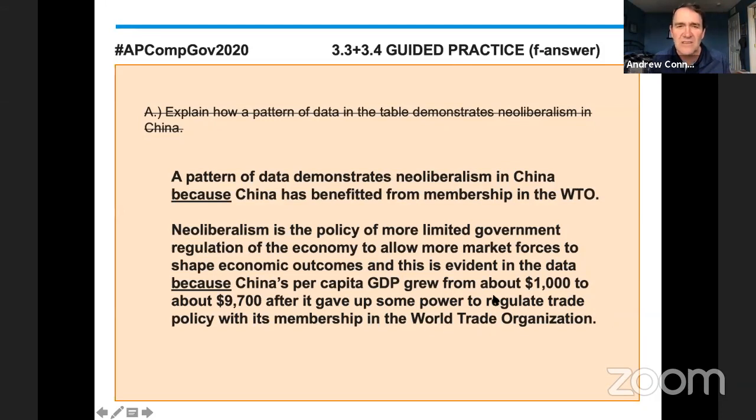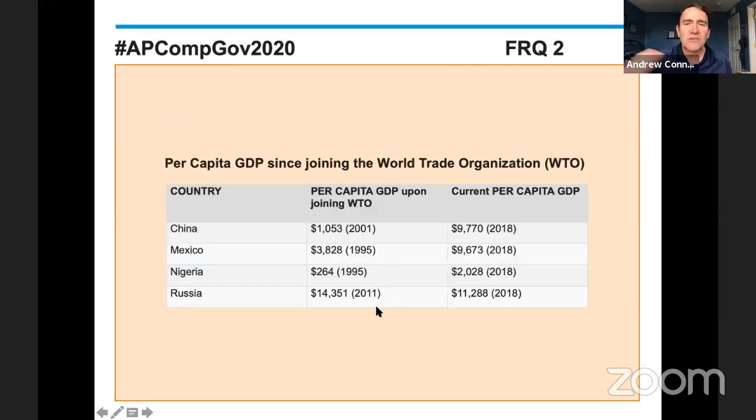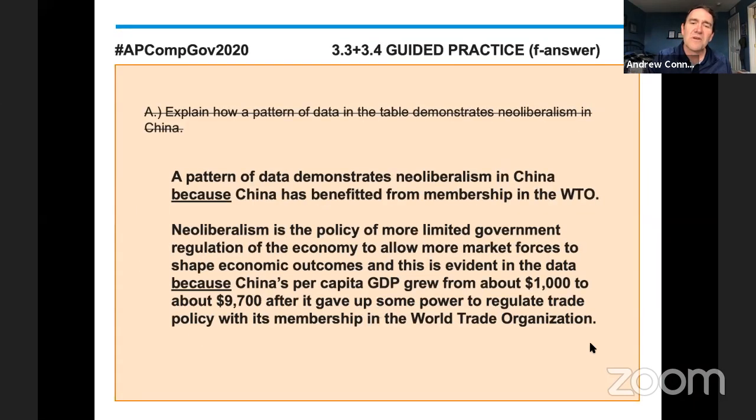the World Trade Organization. So here's where I really strongly believe that when you're asked to describe a trend or a pattern, as this question is going to ask you to do, you really have to identify at least 2 pieces of data in the data set, at least 2. And that's what I tried to do here, where I contrasted $1,000 with $9,700. I probably should have been more complete and added the years, and I would recommend adding the years.